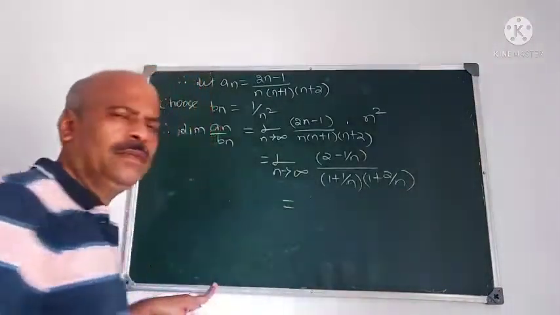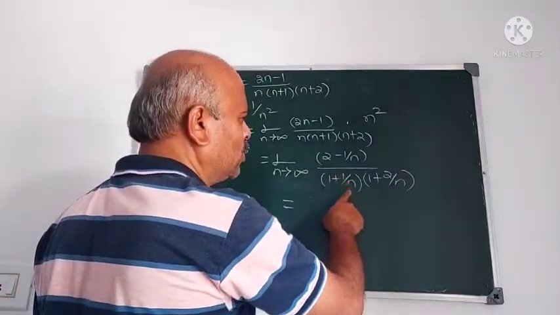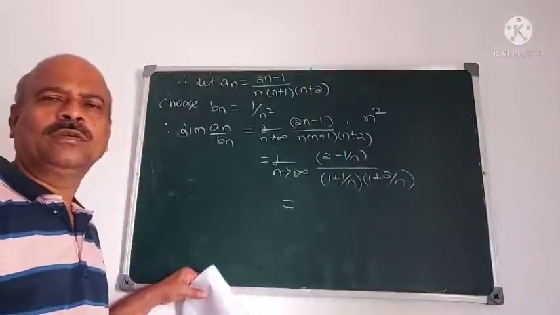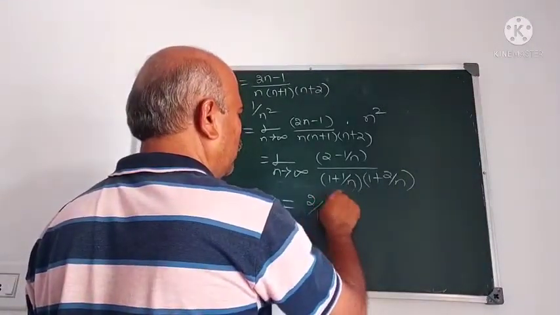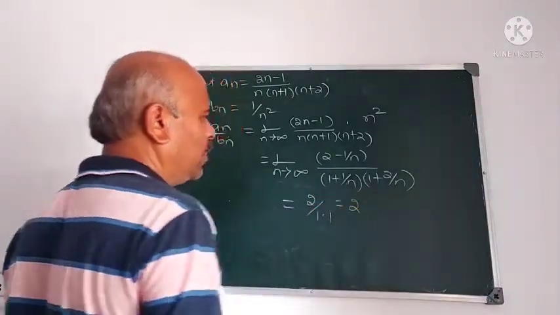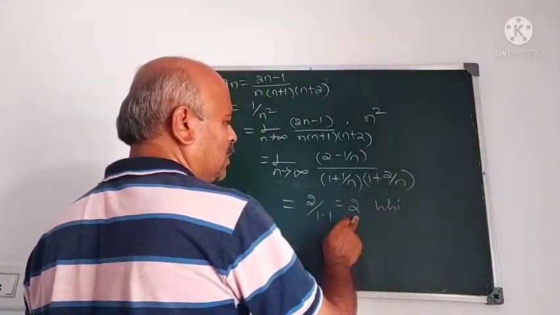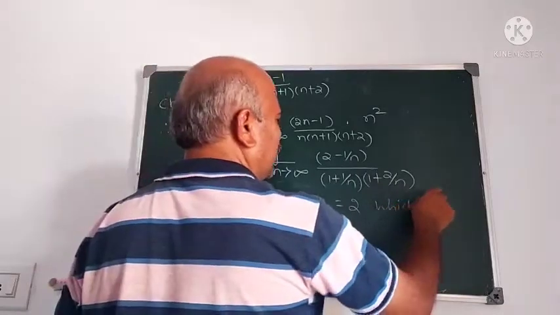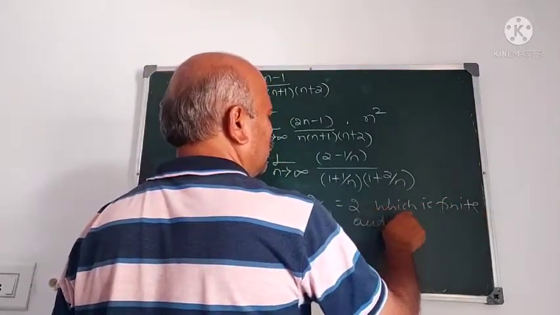And what is the limit? Always to find the limit as n tends to infinity we use 1 upon n tends to 0 as n tends to infinity. So 2 by 1 into 1, or it is 2. Now the behavior or test depends on this value, which is finite and not zero.